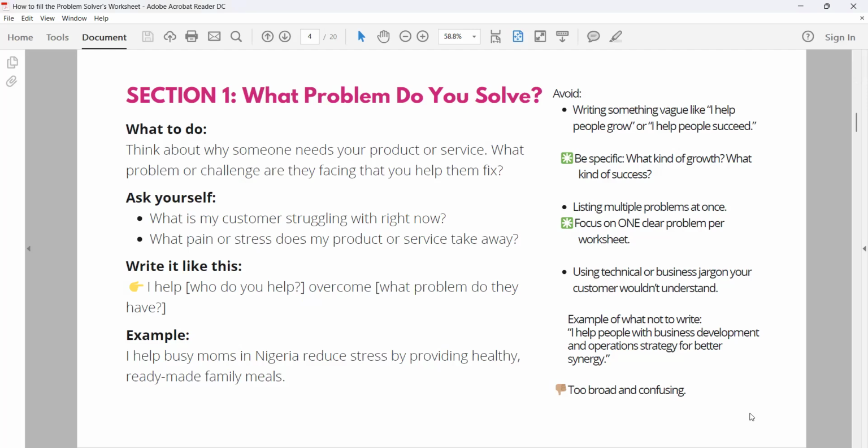So the first thing here, what should you do when you're filling this document? Think about the person who needs your product or your service. What problem or challenge are they facing that you can help them fix? As an access to customer consultant, the biggest problem or challenge that my ideal clients have is inability to attract the right customers. So you are going to ask yourself, what is my customer struggling with right now?